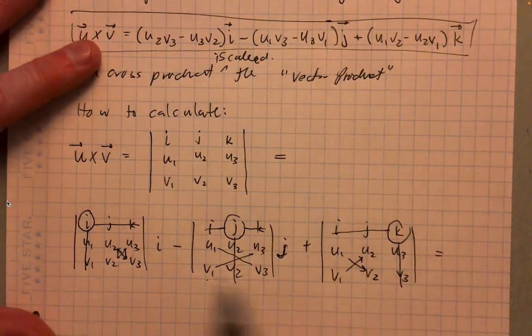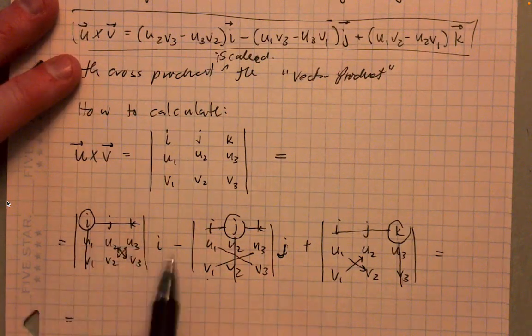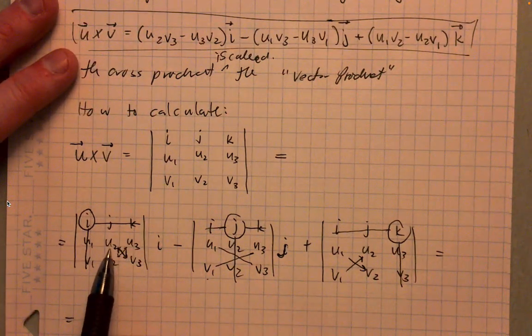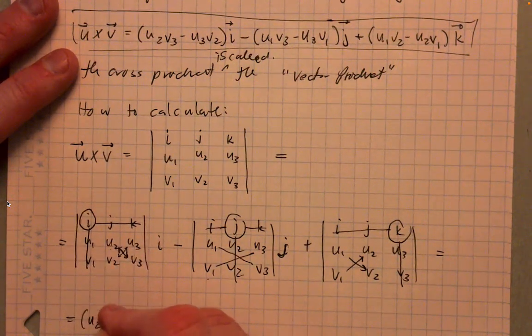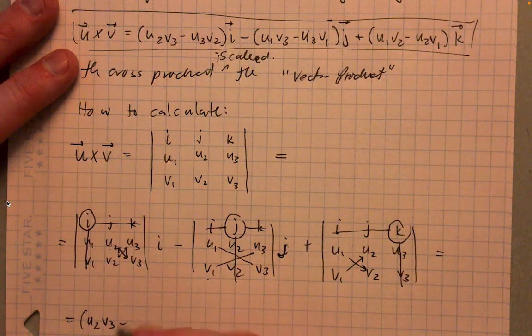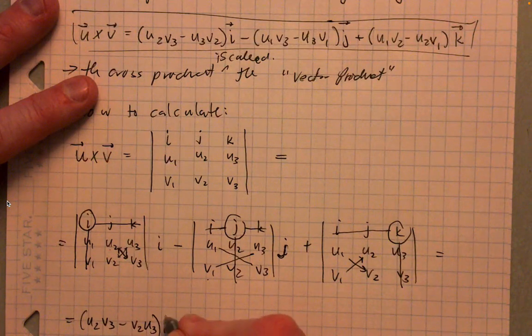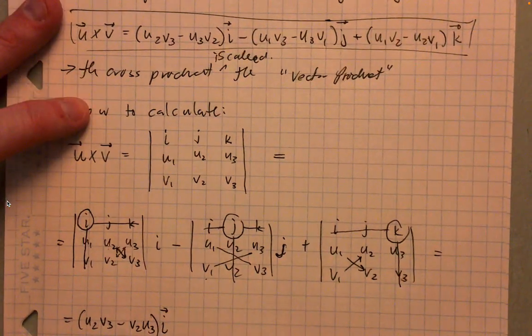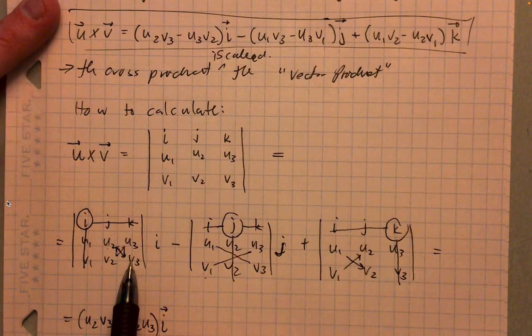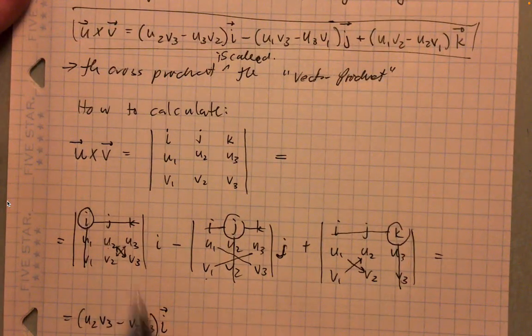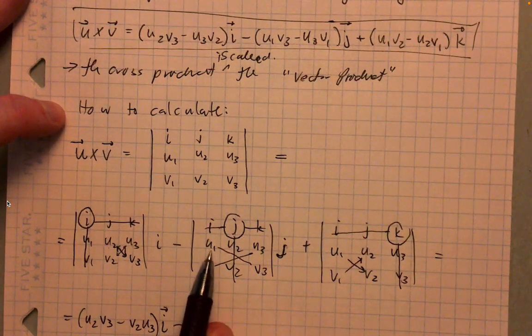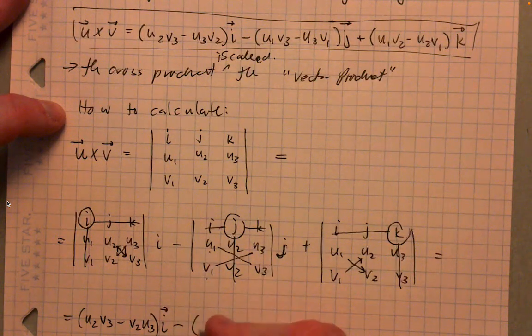Okay, and so what is that calculation? Well, here what we want to do is multiply on the diagonals, so U2 times V3, and then subtract the other diagonal, minus V2 U3, times I. Okay, so you multiply these two together and then subtract from that the product of these two. Okay, and then you do the same thing again over here. So here it's U1 times V3 minus U3 times V1.